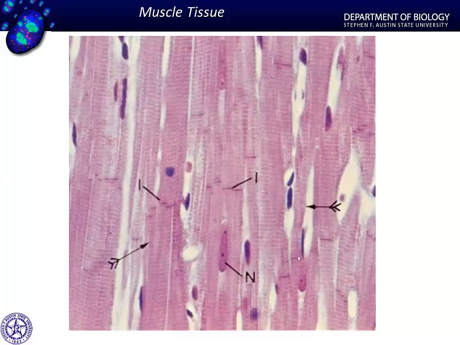Again, in light level, we can see our striated pattern running in this direction. We can see our nuclei are not just peripheral. These are probably connective tissue fibroblasts here. But then we see these dark lines just running along the lines parallel with our sarcomeres. And those are going to be our intercalated discs.